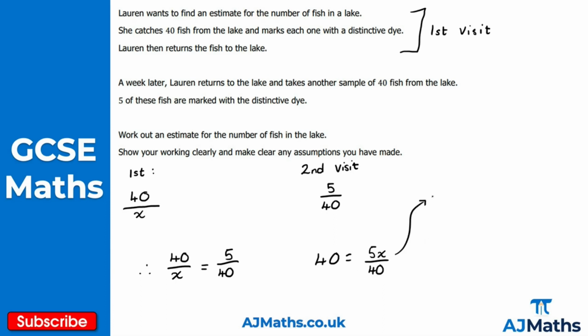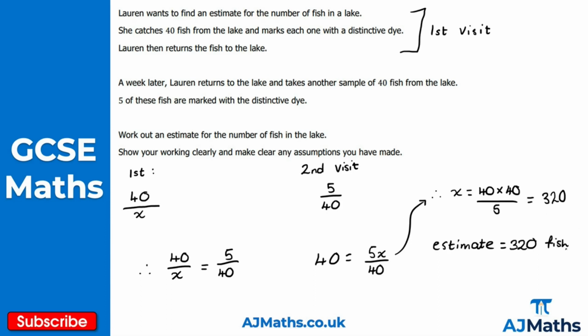So to get X here, X is equal to 40 times by 40, and then we divide by 5. At this point, we're just going to put this into our calculator. So 40 times 40, divide that by 5. And what I get here is 320. And what that tells us is that's our estimate. So we're estimating that the number of fish in this lake is 320 fish. So let's just write that our estimate is equal to 320 fish. And there we have it.